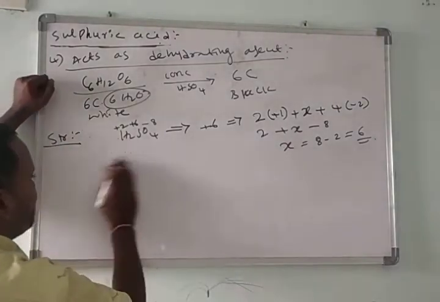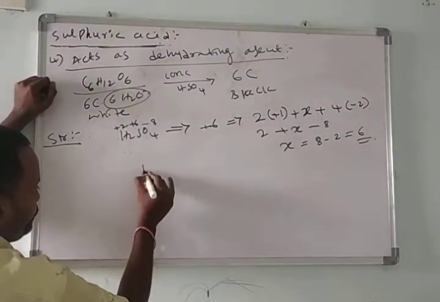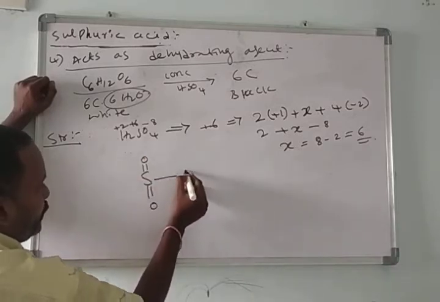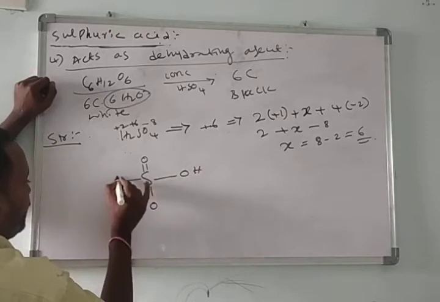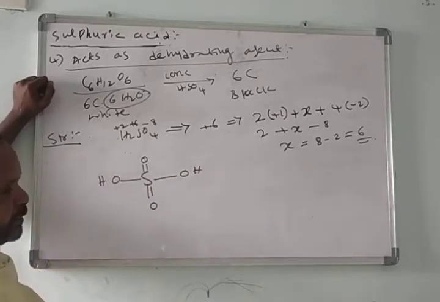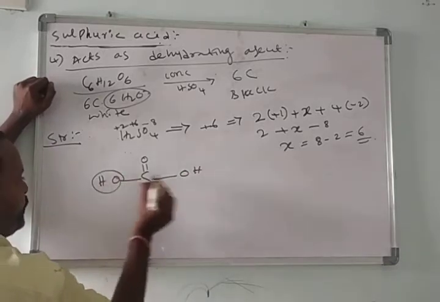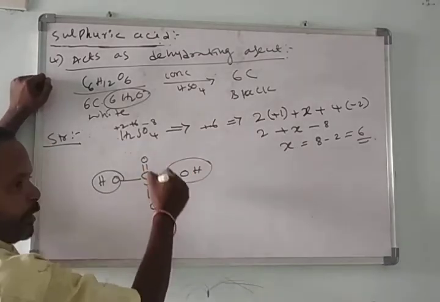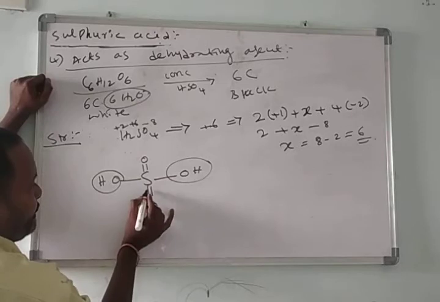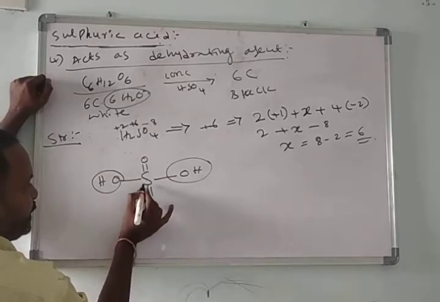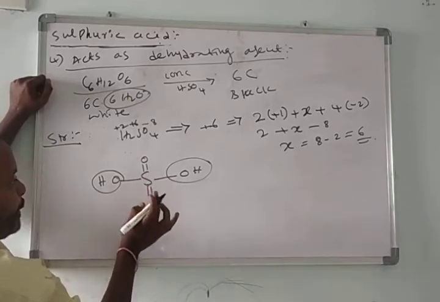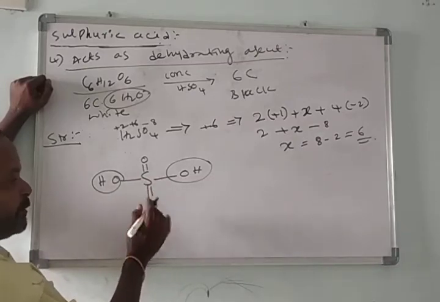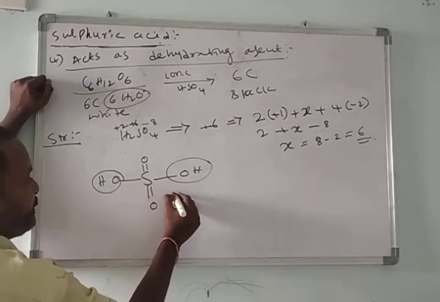Here is the structure of sulfuric acid. S double bond O, S double bond O, and here OH, and here OH. Here 2 OH groups are there. That's why it is a dibasic acid. 2 double bond O means 2 pi bonds are there. The sulfur d orbitals and oxygen p orbitals form these two d pi p pi bonds.